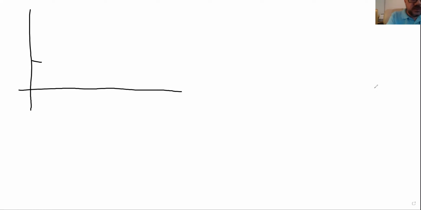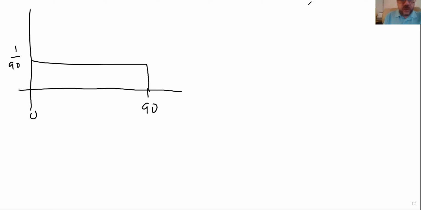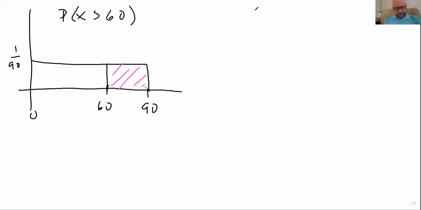So we're going 0 to 90. Right, so there's 90. Here's 0, and here's 1 over 90 as the height. And the question was, what's the probability that x is greater than 60? All right, well, what I'm going to do is find that area. So here's 60, about 60. So I am looking for this area. Let's make it hot pink. There we go, that nice pink area there.